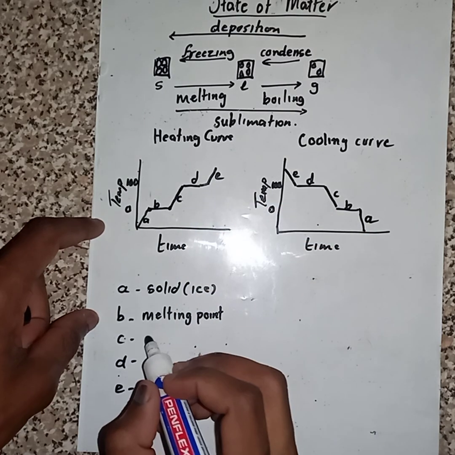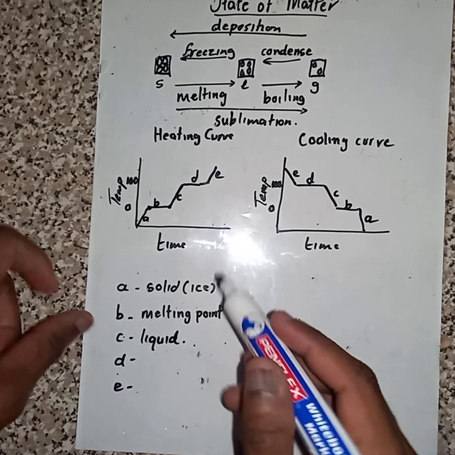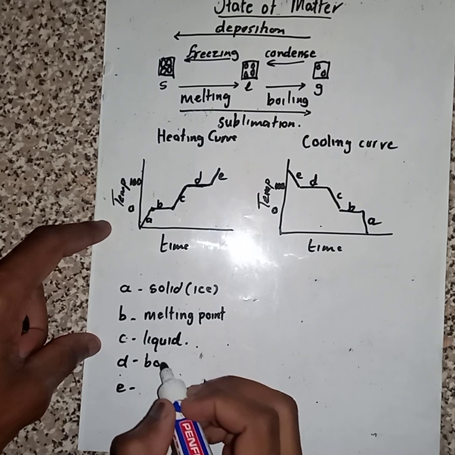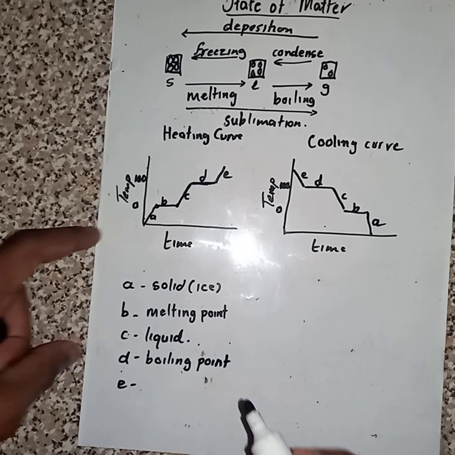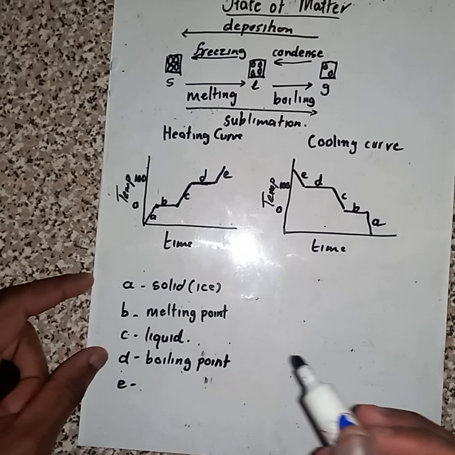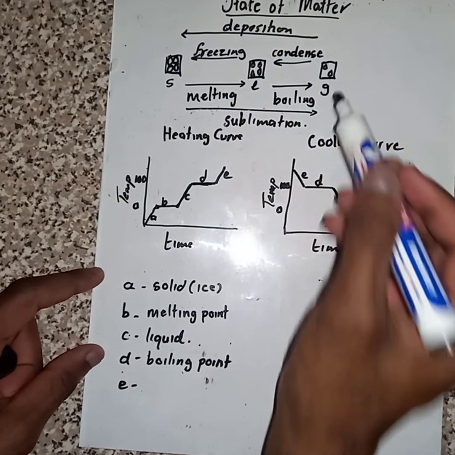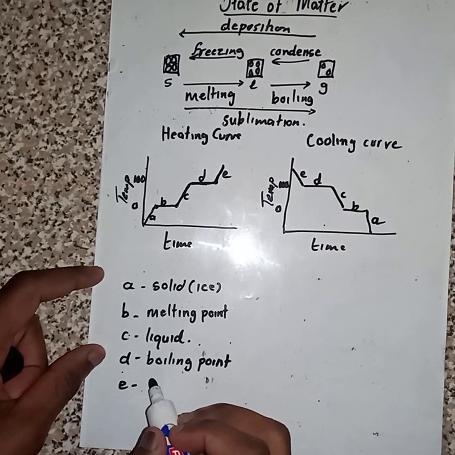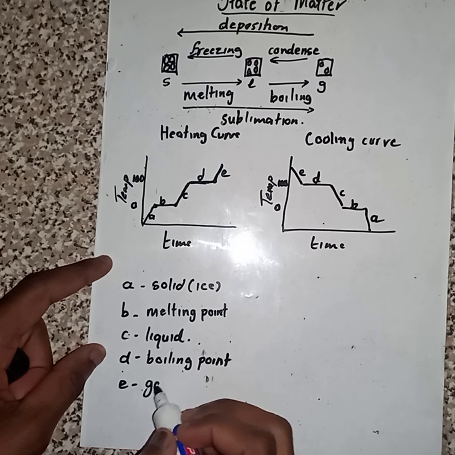Then at C, in fact at this point, as we continue like this, we get what now? Our liquid. At D, it's the boiling point. That's where we see what? A liquid changing into what now? Into gas, up until this point. From there, we get what? A gas.